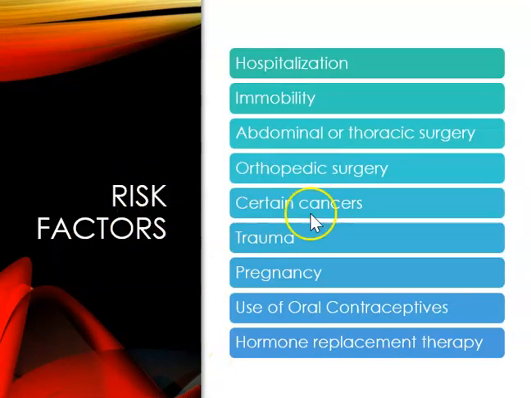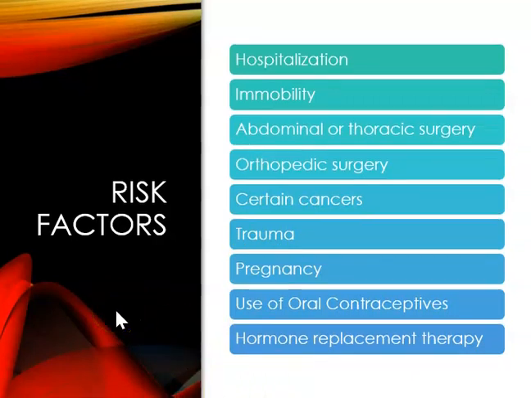Risk factors for developing DVTs: hospitalization, immobility, abdominal or thoracic surgery, orthopedic surgery. Certain types of cancers can affect the coagulopathy in the body, so some of those patients are going to be really prone to blood clots. Trauma, pregnancy, use of oral contraceptives, and HRT, or hormone replacement therapy.